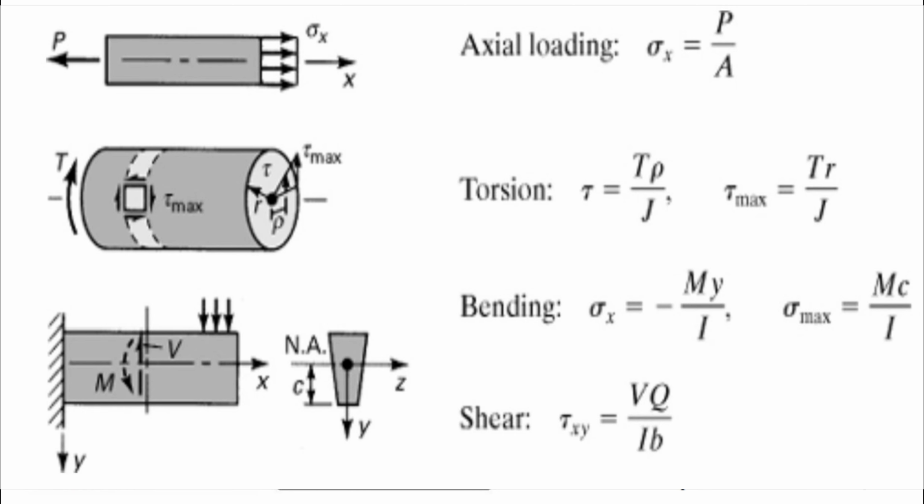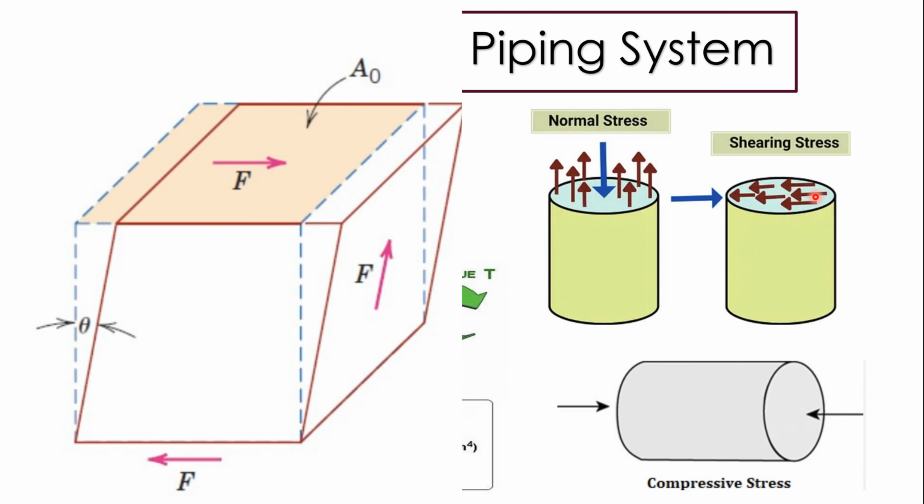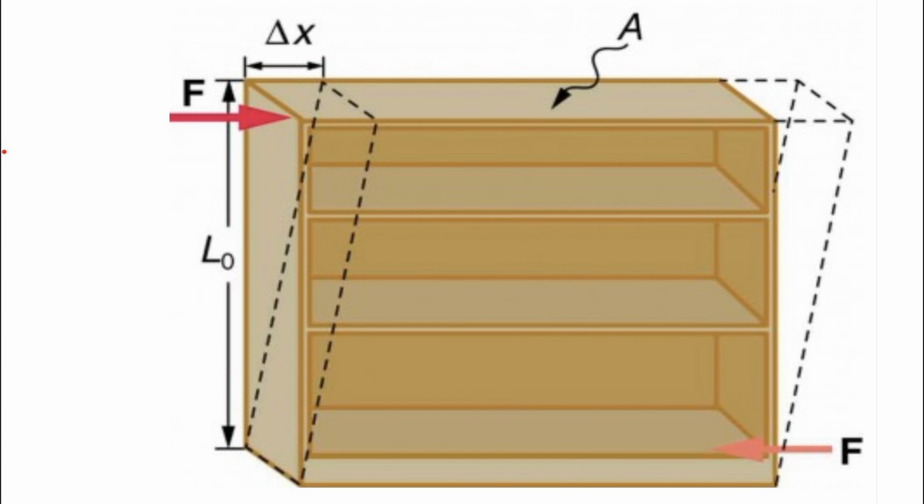Third one is shear stress. The stresses produced in a pipe due to shear forces are called shear stresses. These stresses force one layer of the material to slide or deform in relation to adjacent layer in surface of the pipe.